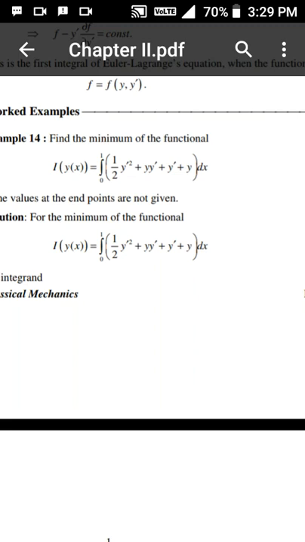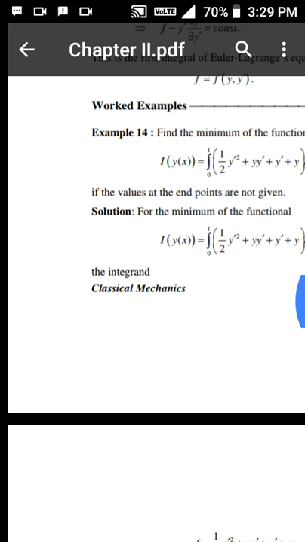I of y of x is equal to the integral from 0 to 1 of (1/2 y' squared + y' + y' + y) dx, if the values at the end points are not given, subject to the condition not given.